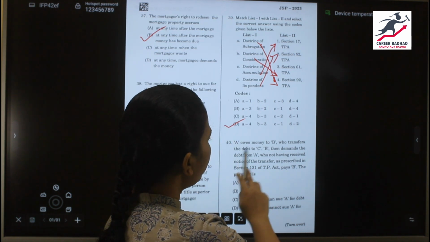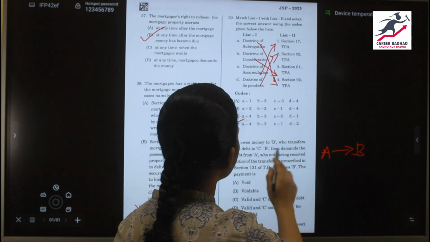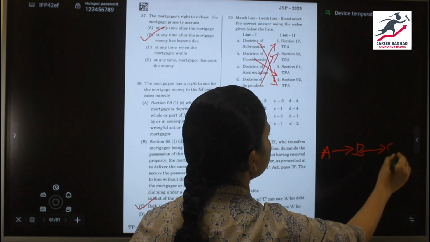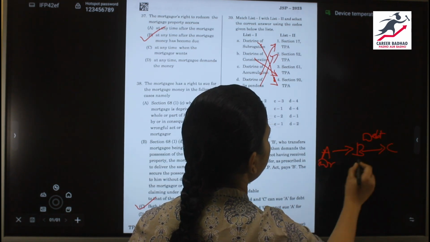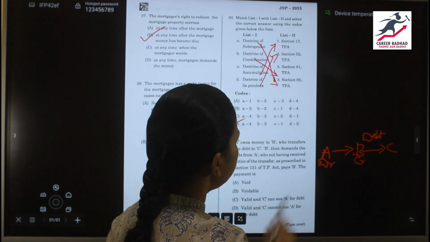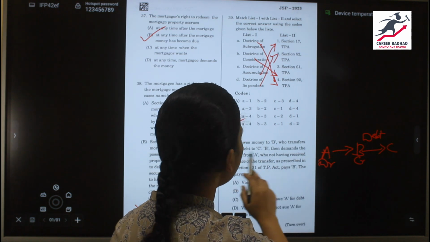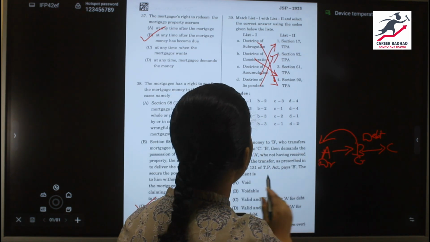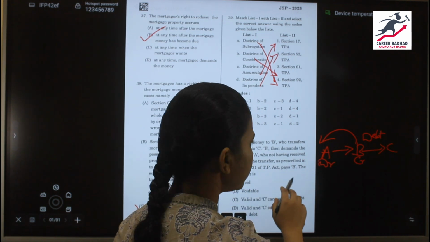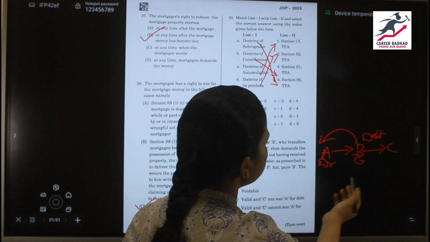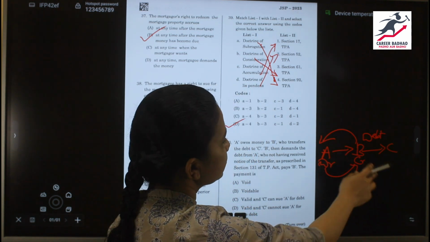It says that A owes money to B, who transfers the debt to C. A is the debtor, B is the creditor, and he now transfers it to C. Then B demands the debt from A, who, not having received notice of the transfer as prescribed in section 131 of TPA, pays B. Since B demands, A pays B without having any notice that B has transferred the same to C.